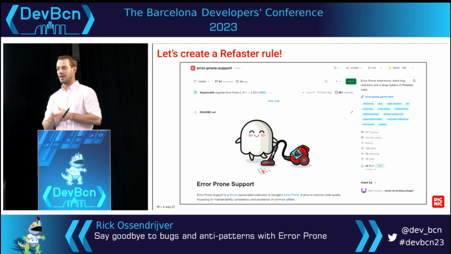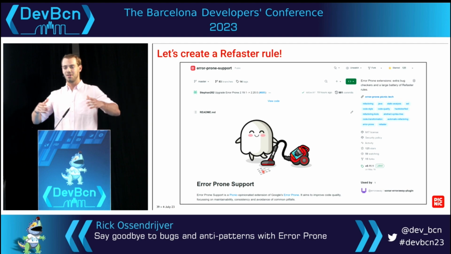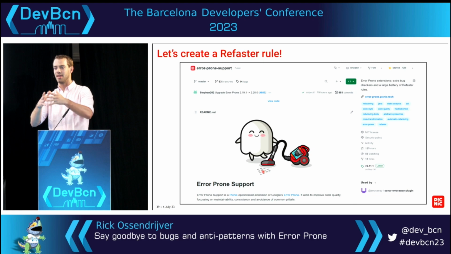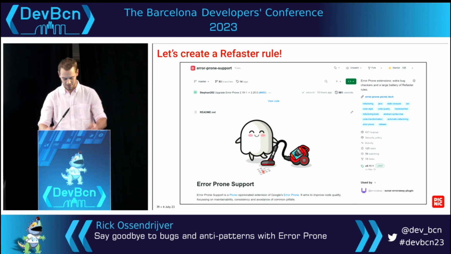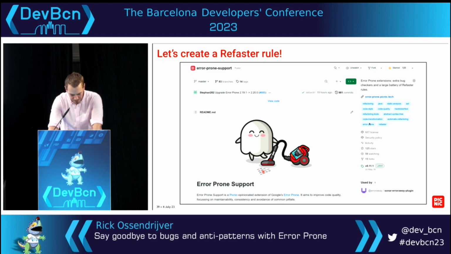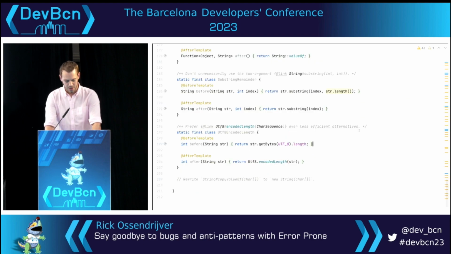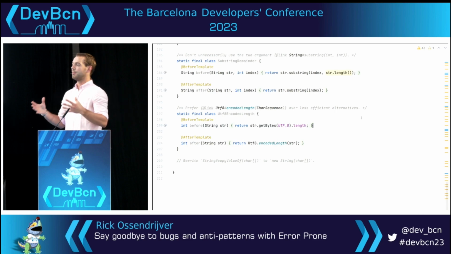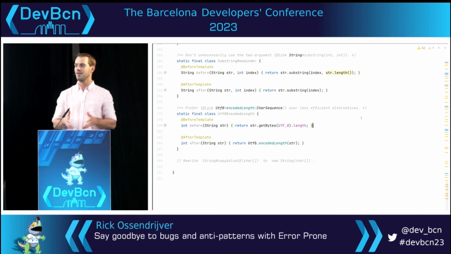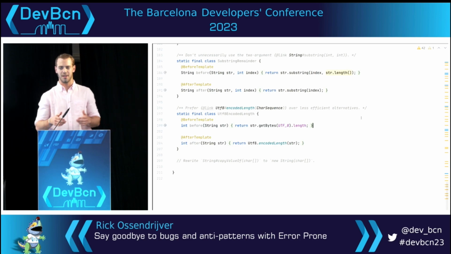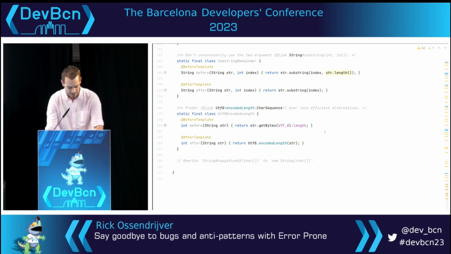So I've talked a lot. Let me show you how simple it actually is to create a refoster rule, to get some hands-on experience with error-prone support. So we are going to write a fairly simple thing, namely String.copyValueOf to new String. And let me show you why.